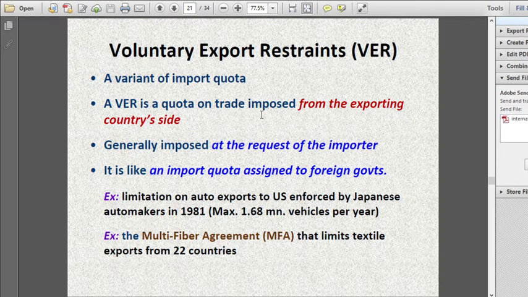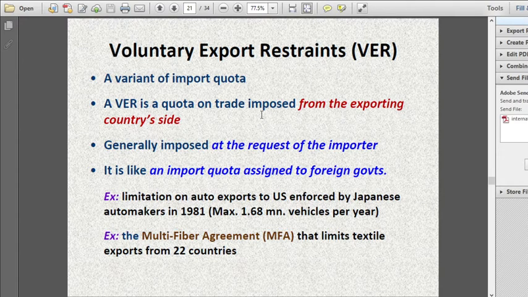Next, we have the VER or voluntary export restraint. A VER is a variant import quota. So it's all about quota. VER is all about quota. A VER is quota trade imposed on exporting country side. Generally, it is imposed at the request of importer, and it is import quota assigned to foreign government. Like for example, limitation on auto export in the US is enforced by the Japanese automaker in 1981.